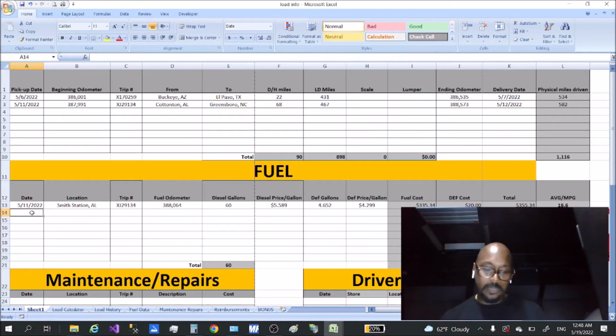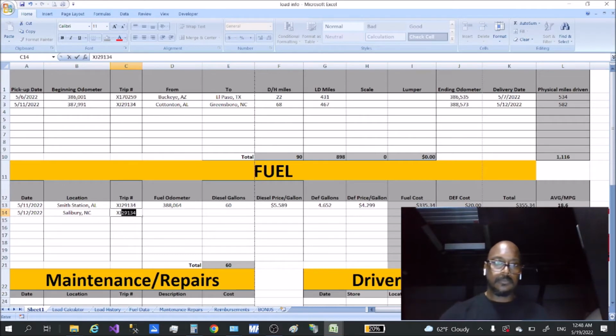All right. Now I did fill up 2 times, so I do have another fuel receipt here, and everything will be the same except the date. I filled up on the 12th for this one. Location Salisbury, North Carolina. Trip number will be the same. Odometer again.